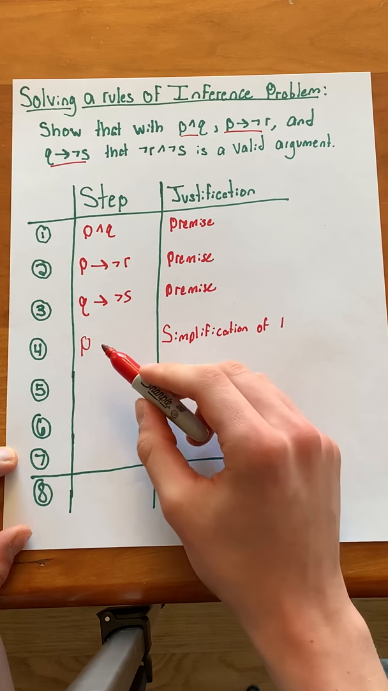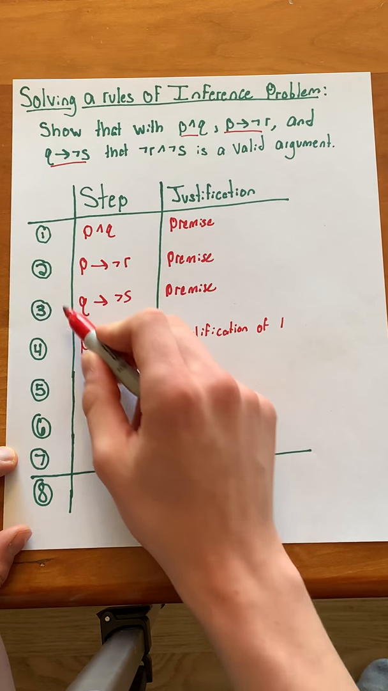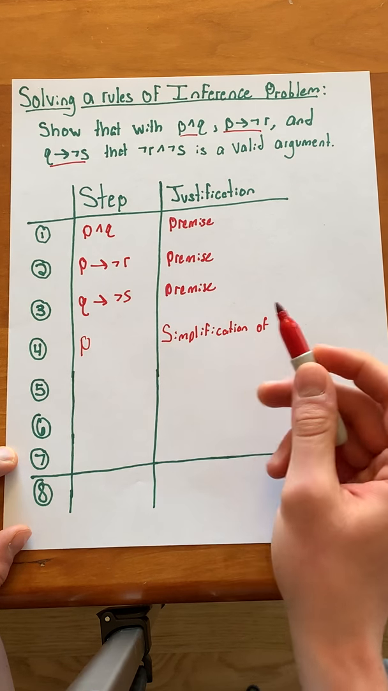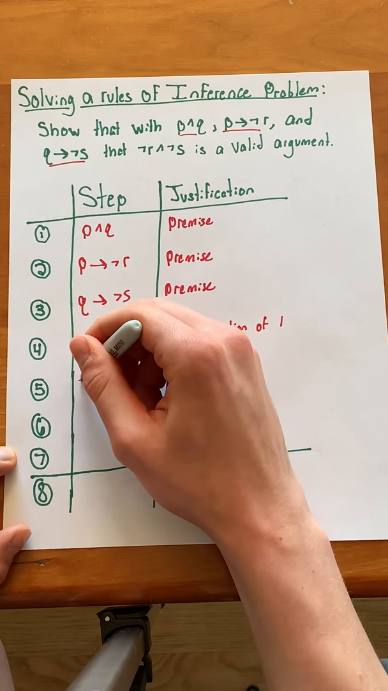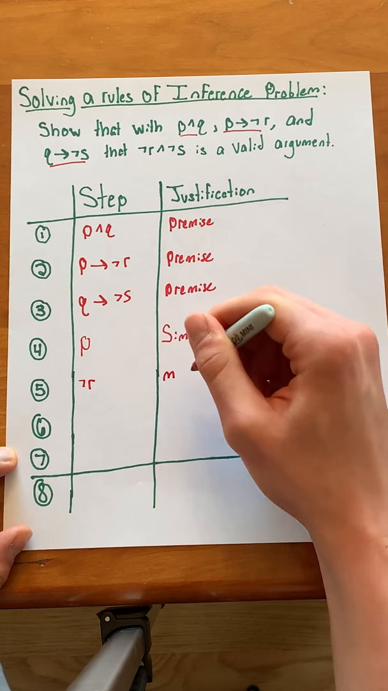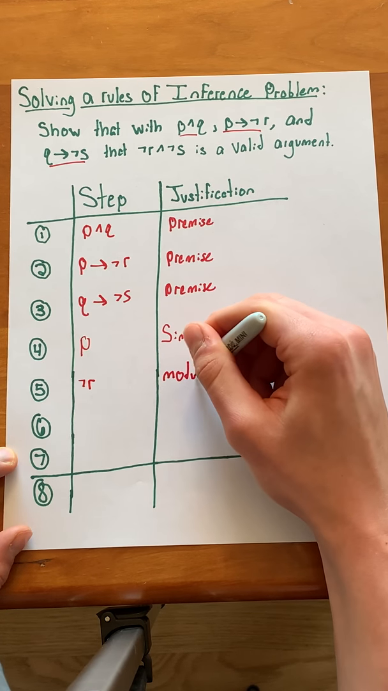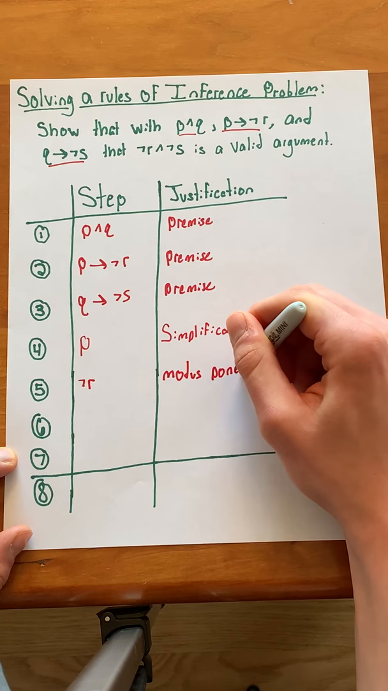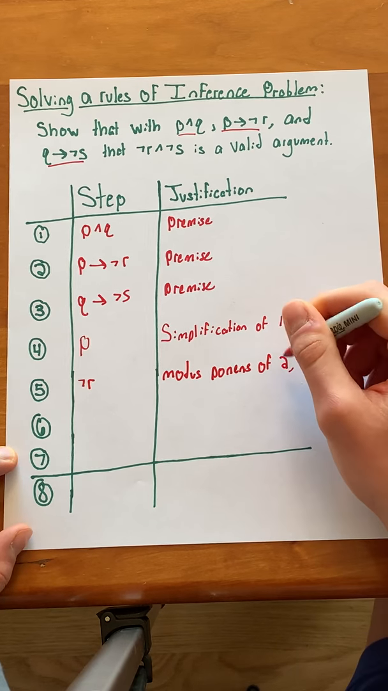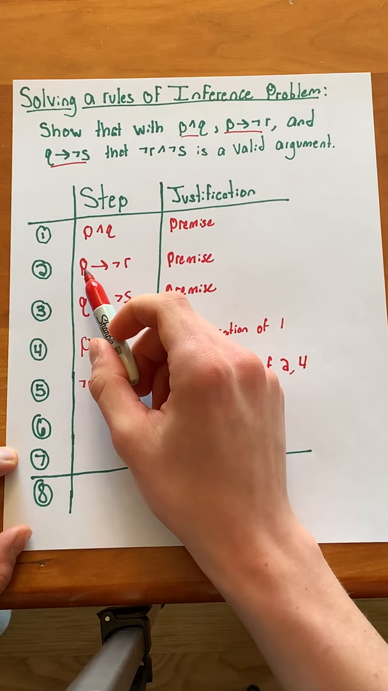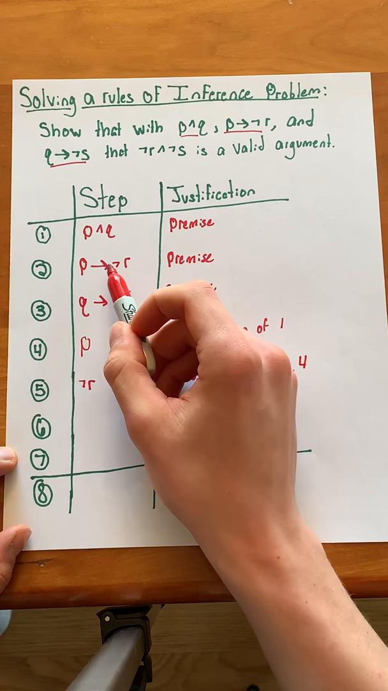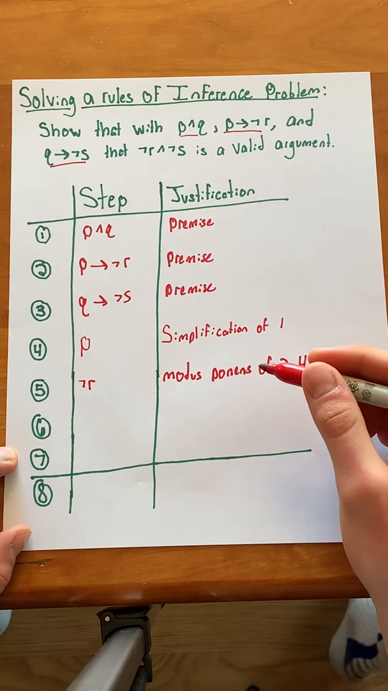So now that we know that P is true, we can start to look at the premise, if P, then not R. Because P is true, we know that not R must also be true. This is modus ponens of step 2 and step 4. Again, this makes sense because if P is true, then not R must also be true. If not R was false, this statement would be false.